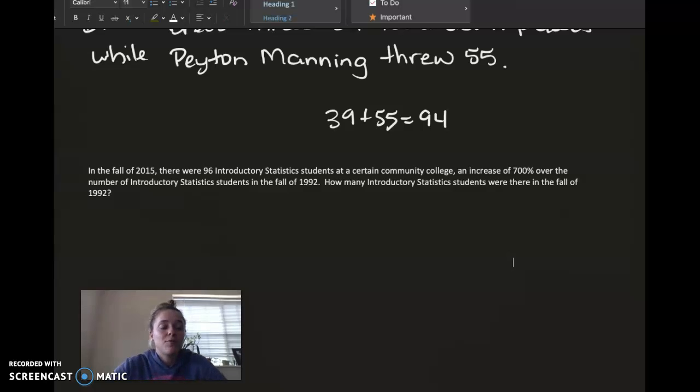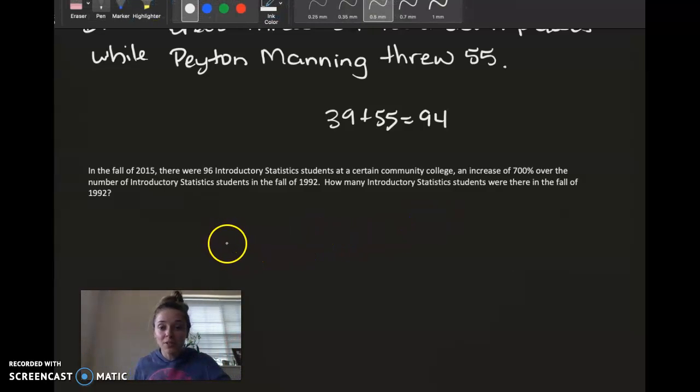It says, in the fall of 2015, there were 96 introductory statistics students at a certain community college, which was an increase of 700% over the number of introductory statistics students in the fall of 1992. How many introductory statistics students were there in the fall of 1992? Well, what are we looking for? We're looking for the number of students in the fall of 1992.